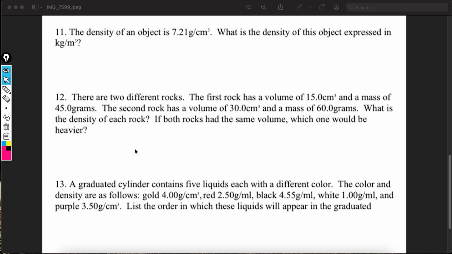Number 11. The density of an object is 7.21 grams per centimeter cubed. What is the density of this object expressed in kilograms per meter cubed?